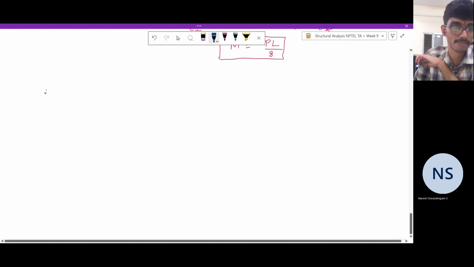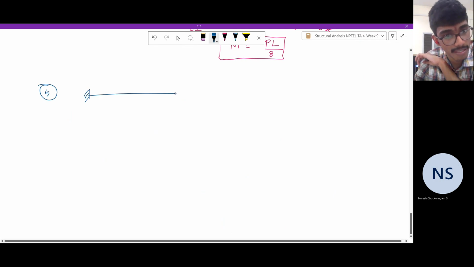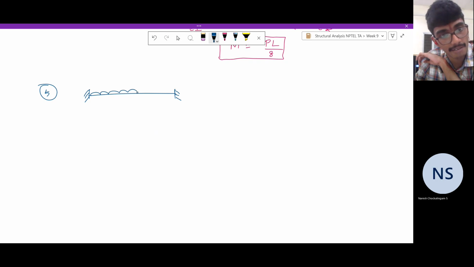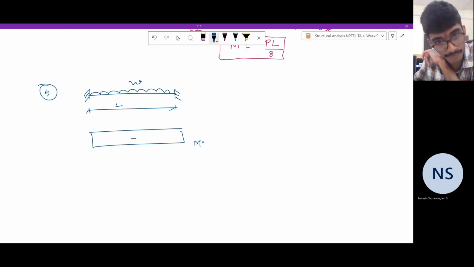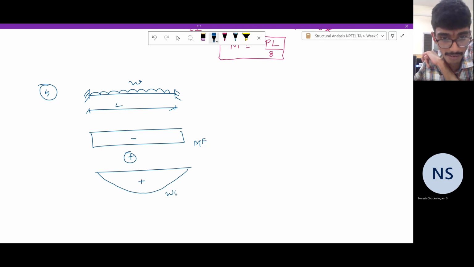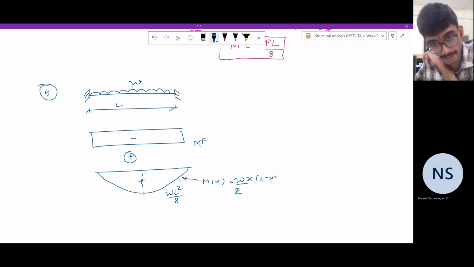This is the final one for today. We have a uniformly distributed loading of intensity W. Span is L. Again, because of the symmetry, the fixed end moments will be equal. They will be equal to minus MF plus the bending moment distribution due to the applied loading. Maximum value is WL squared by 8, and the profile is given by M of X equal to W by 2 X into L minus X.